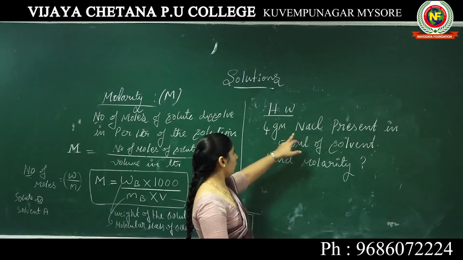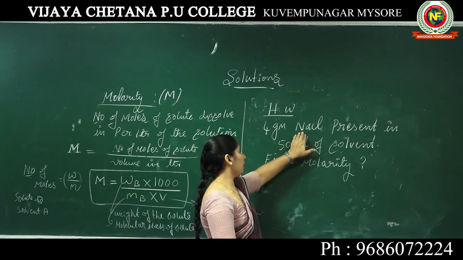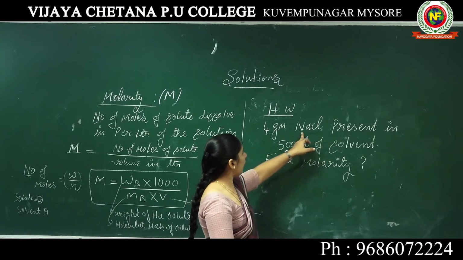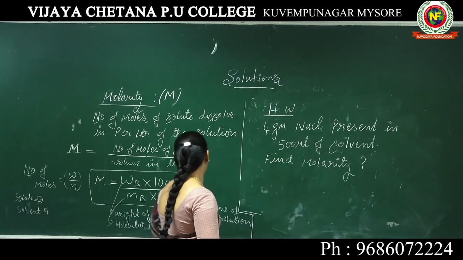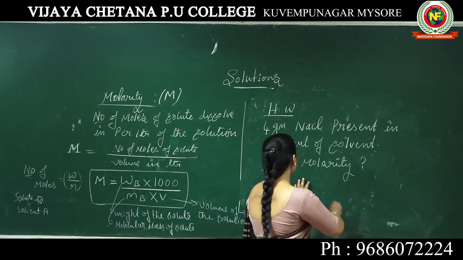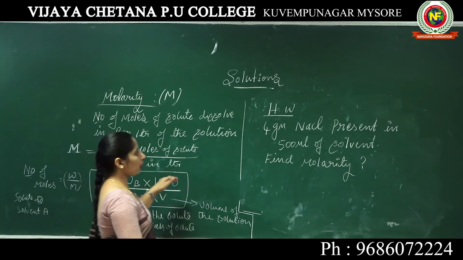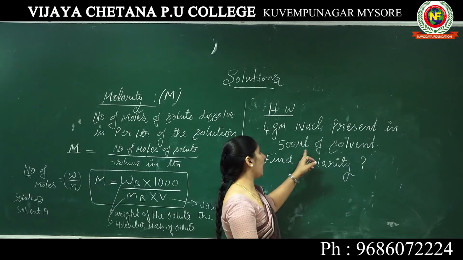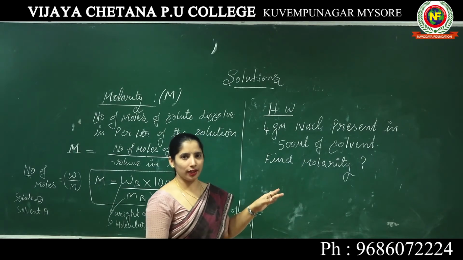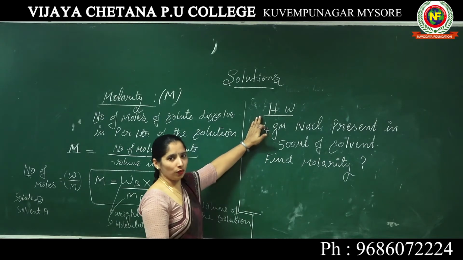Mb of NaCl, you have to find out its molecular mass. Then put that value in Mb, and you finally get the answer. So this is related to the molarity question. The 4 gram NaCl present in 500 ml of solvent. Find the molarity. Take it as a homework.